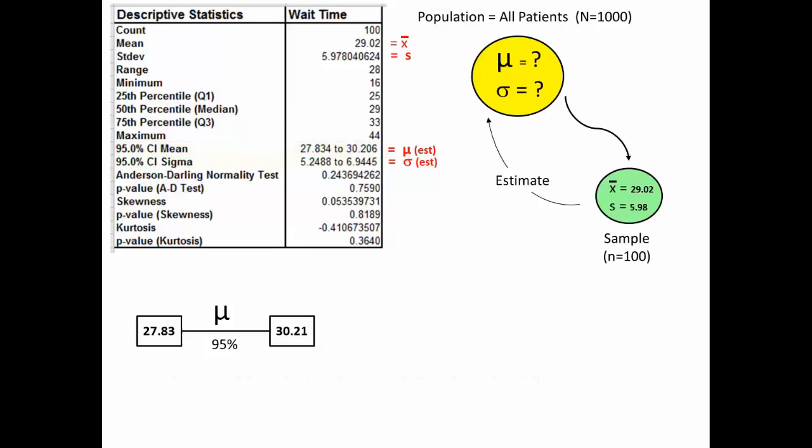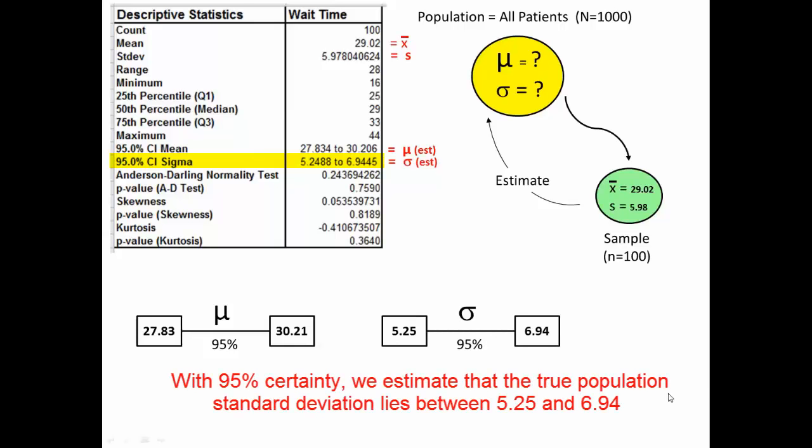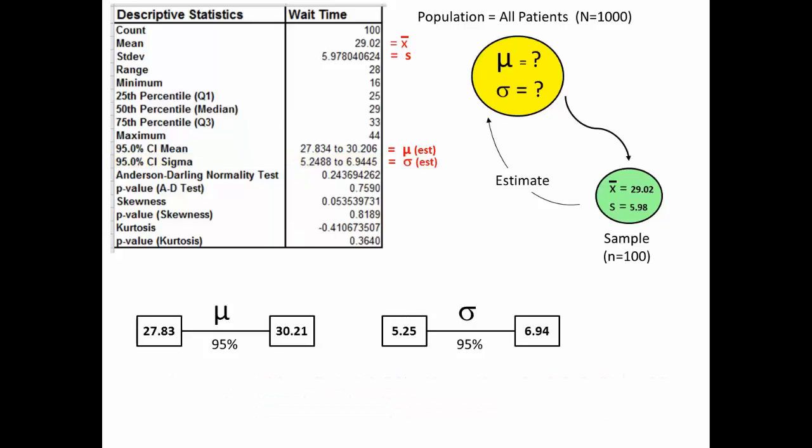We can create one of those for the standard deviation as well, and that tells us that based on our sample, we are making an estimate about the population standard deviation, and we are 95% certain that if you studied all 1,000 patients, that population standard deviation would be between 5.25 and 6.94. If you wanted to create a confidence interval for the variance, you would simply square those numbers.